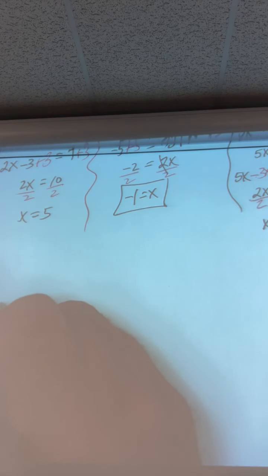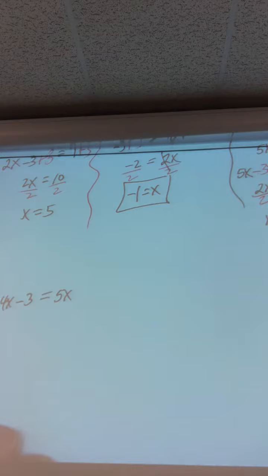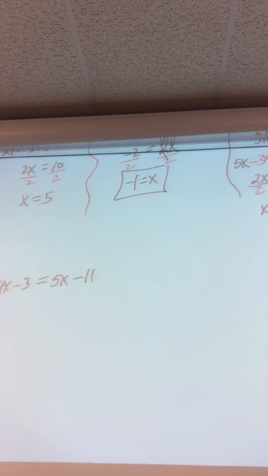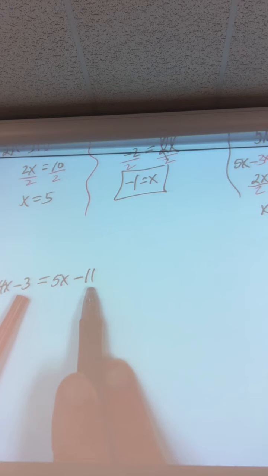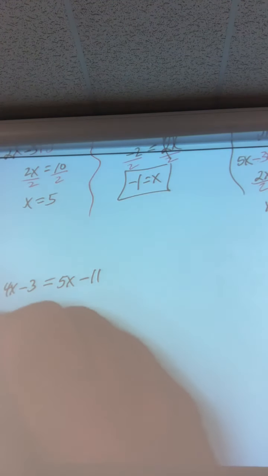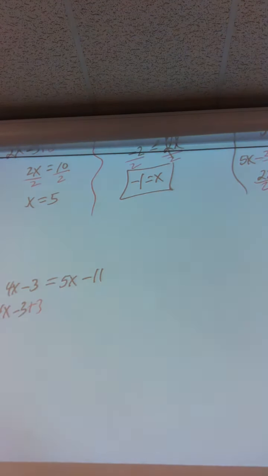So, let's suppose I have 4x minus 3 equals 5x minus 11. Okay. Two-step problem. Variable terms on both sides, number terms on both sides. So let's deal with the number terms first. I like to get my number terms on the right side. So this number term right here is not on the right side. So I want to get rid of the minus 3. To get rid of the minus 3, I'm going to plus 3 on both sides.